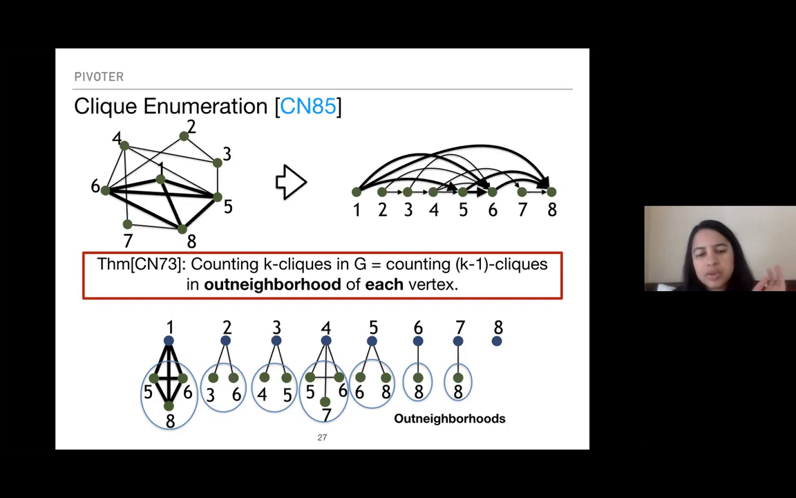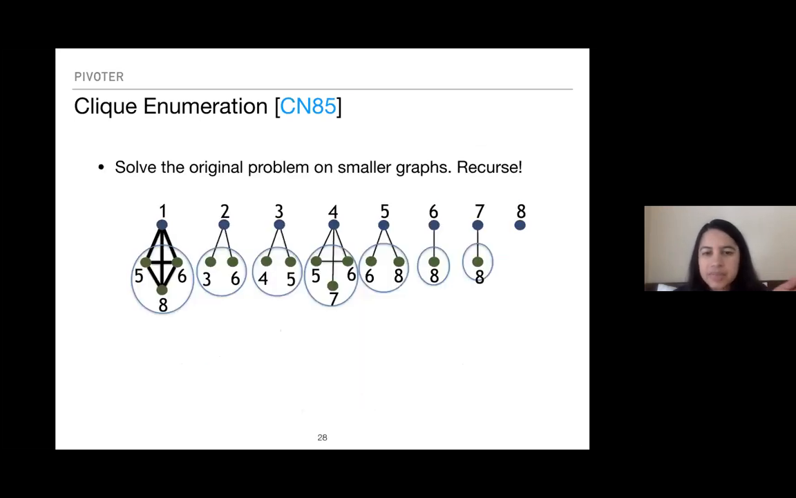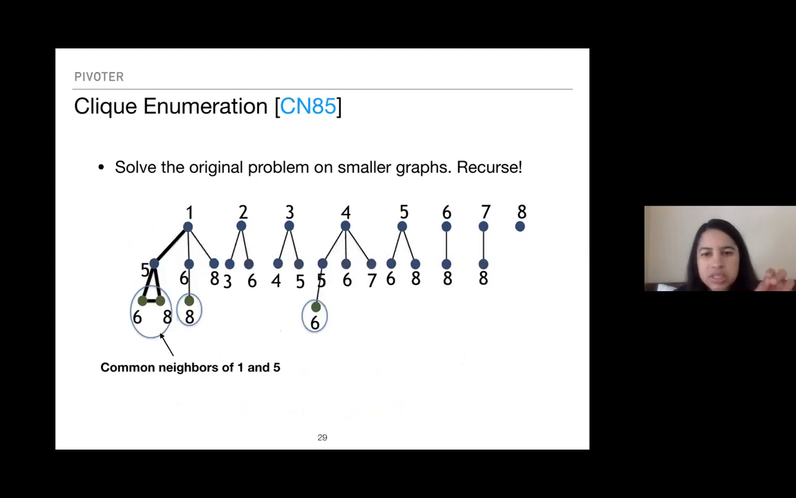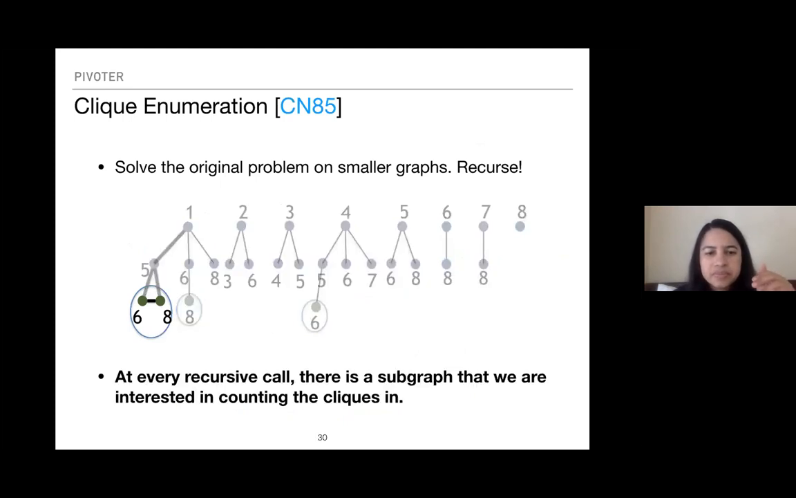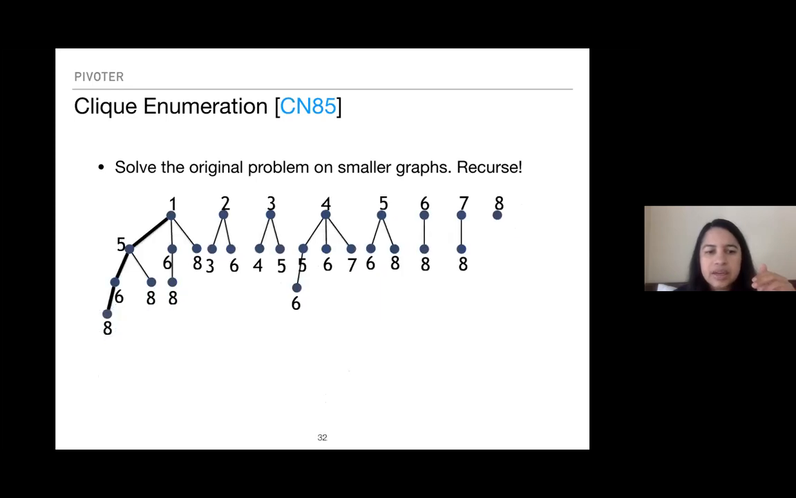So what does the algorithm do? It recurses. For each of these subgraphs, for every vertex in these out neighborhoods, it is now going to spawn a branch and calculate new out neighborhoods. And now in these new out neighborhoods, the algorithm is interested in counting the number of k minus 2 cliques, and so on. This process continues until there are no more out neighborhoods left. And this resultant structure is what is called the recursive enumeration tree. So this tree has certain properties.